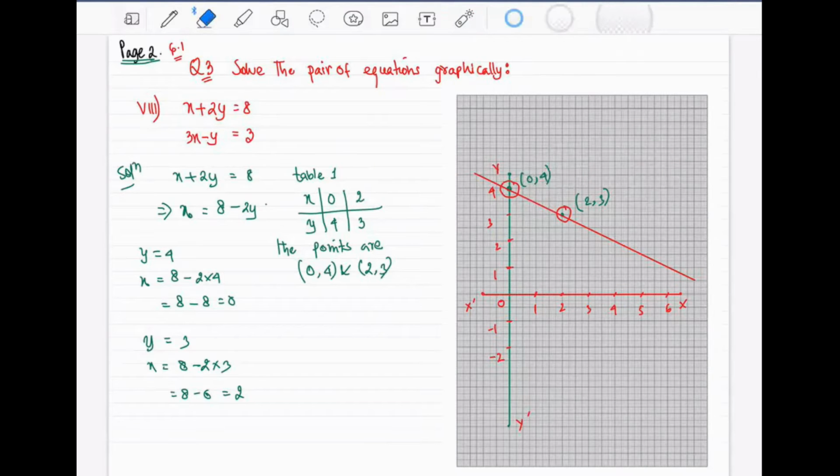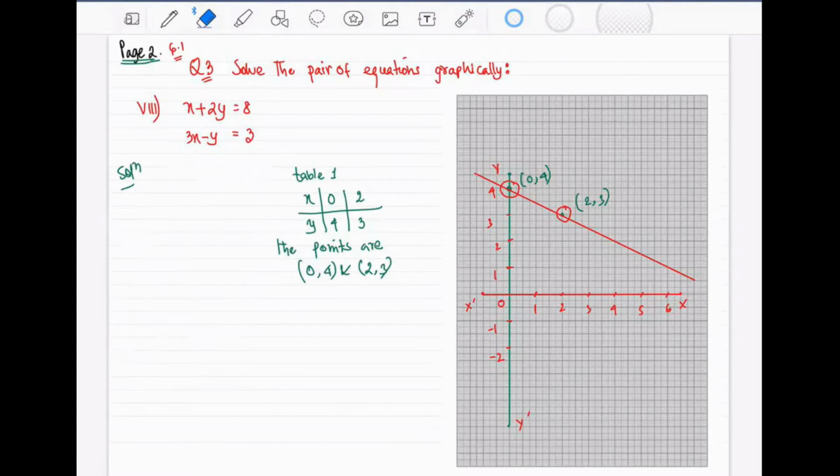Now, since we have already drawn the graph of x + 2y = 8, let's proceed to the next equation. The next equation is 3x - y = 3. Let's make a new table and new points for this equation. Let's find y. Bring the y to the other side, take the 3 to the left-hand side. We will have 3x - 3 = y. Exchange the sides, so we have y = 3x - 3.